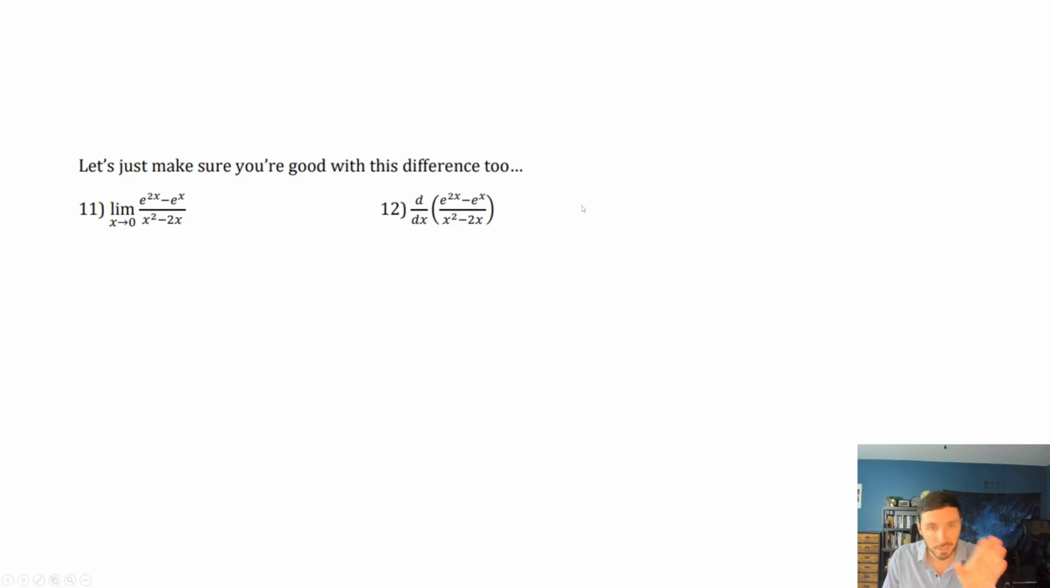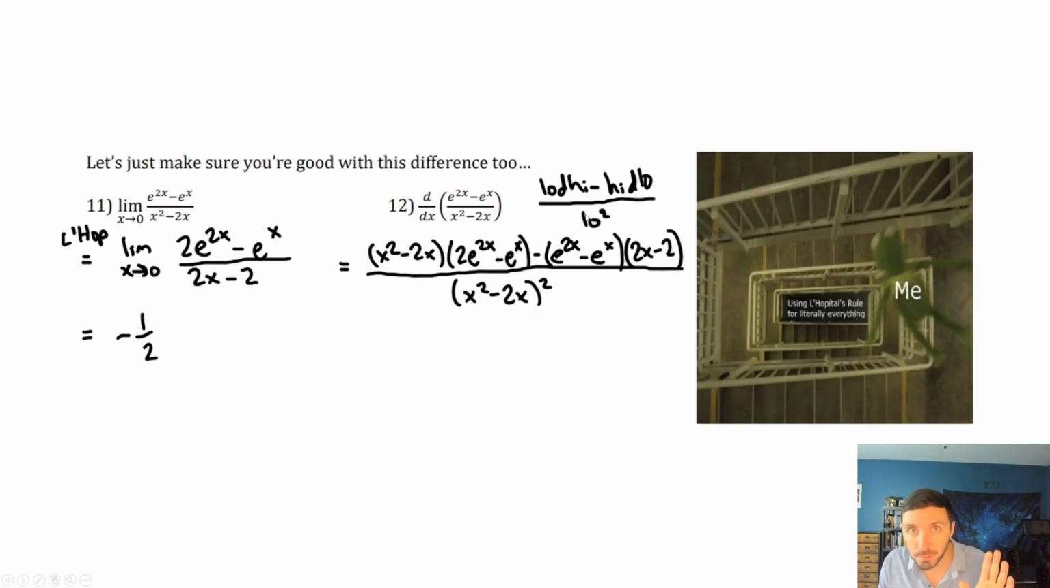Just trust, 3, 2, 1. Because guess what a lot of students do? They start to think that this is just the new quotient rule, which is not true. So if you apply L'Hopital within this expression, you should get -1/2. But if you just find the derivative of this expression, that requires quotient rule. So you cannot just L'Hopital everything.